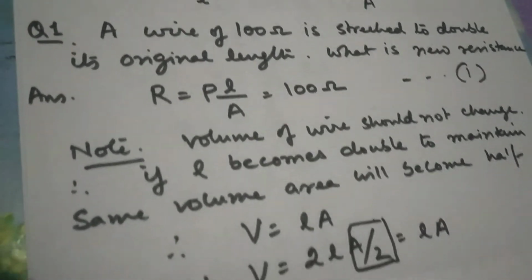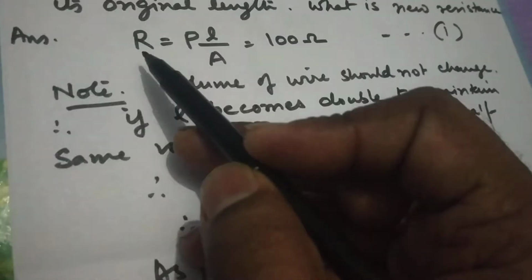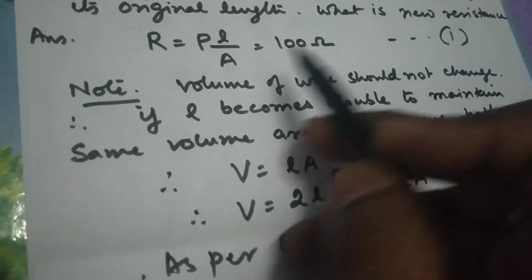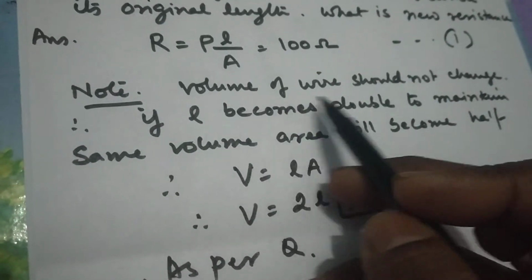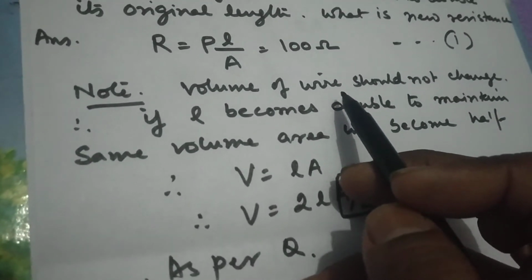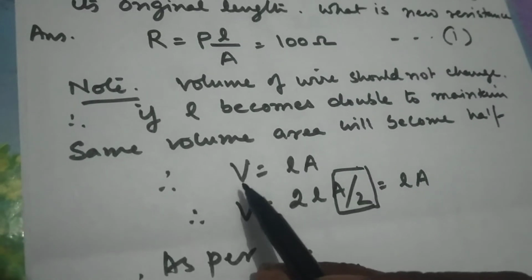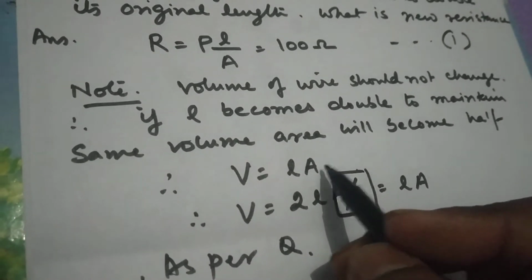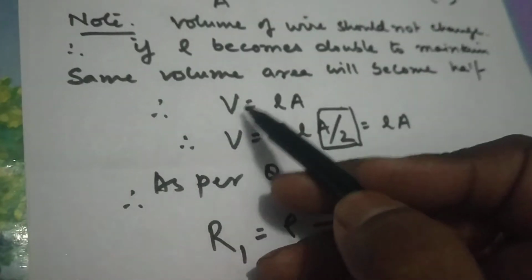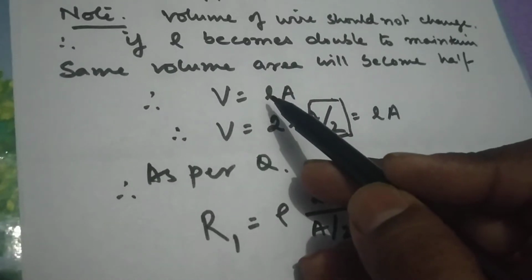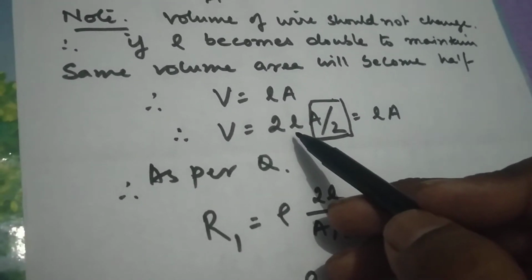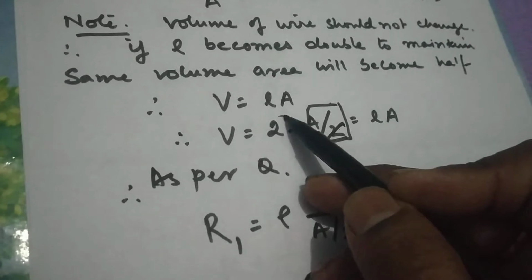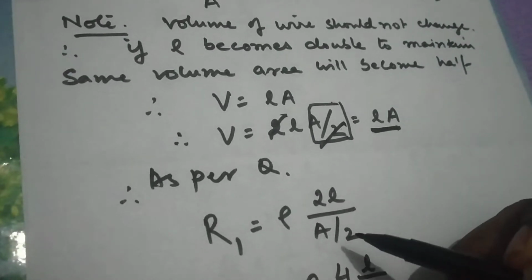So I am giving you some steps, please follow them clearly. R is equal to rho L upon A, which is given as 100 ohm. Now one thing should be noted, that the volume of the wire should not change. Volume of the wire means the formula used is V is equal to L times A. Please follow this. Volume is length into area. So if you want to maintain the volume the same, the length, if it is doubled, because we have stretched it double, area should be half, so that the volume will remain unchanged.